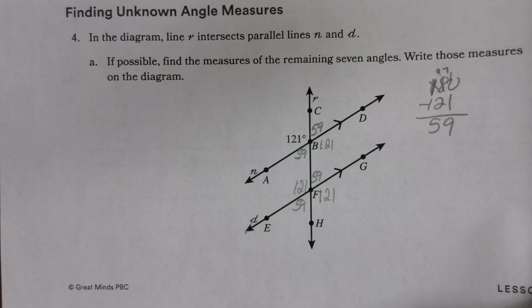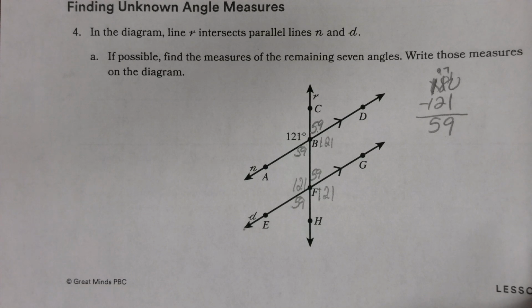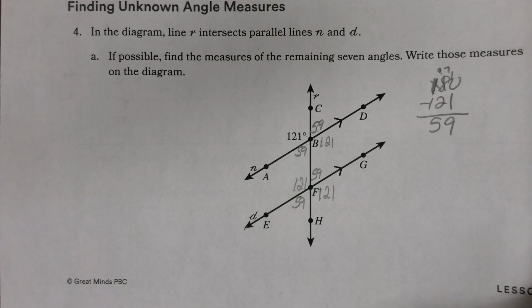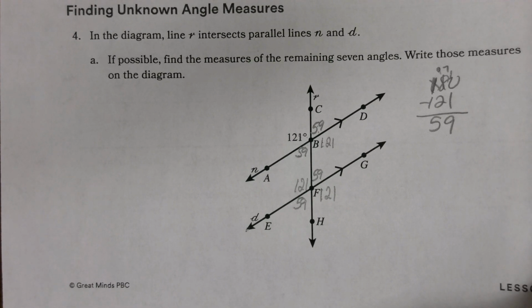Use your information from angles. You're going to need to know angles on a line. You're going to need to know vertical angles, corresponding, alternate interior, alternate exterior. That's how you're going to be able to find all of these measurements.